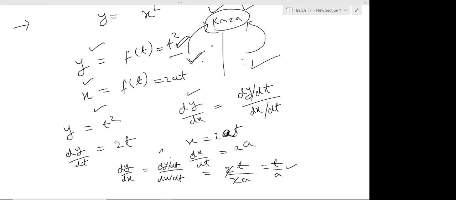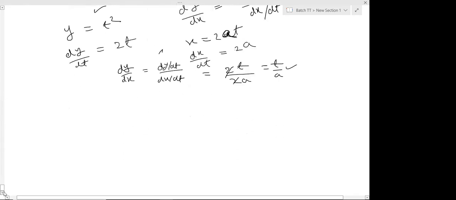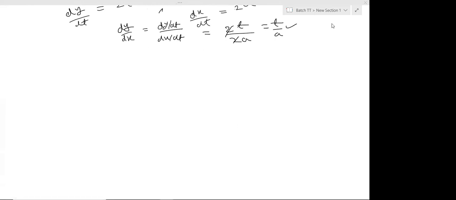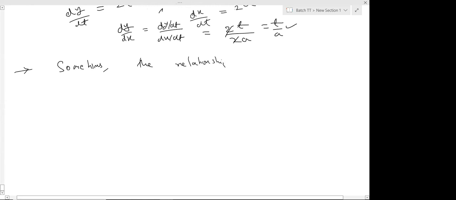Done, everyone? Done, sir. All right. Please write down the definition also. That is important for you to revise. Sometimes the relationship between y and x is neither explicit nor implicit.